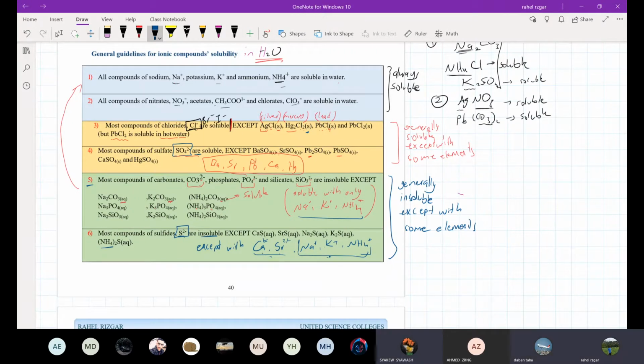Okay, that's it. Any more questions? Don't worry, we'll solve a lot more questions and you'll gradually understand how it works, all right? But it's very, very important. Like you need this table for at least 4 grades in ministry.